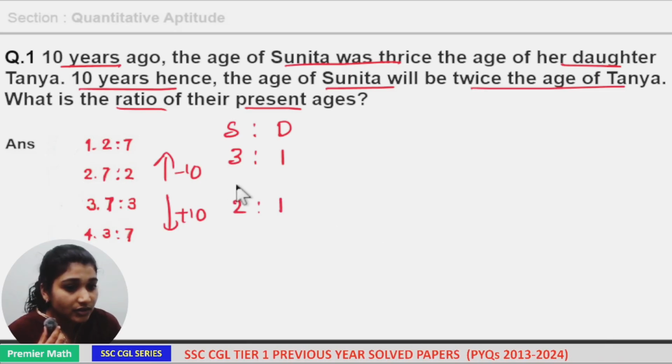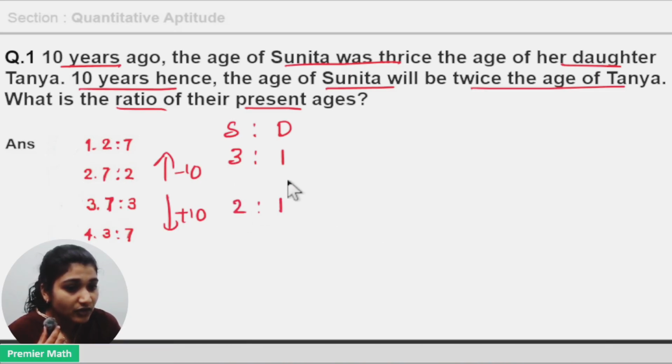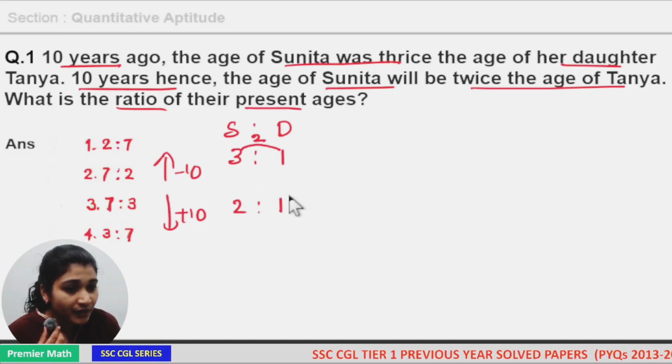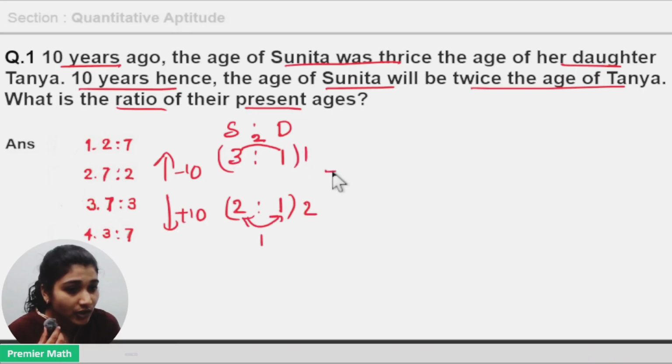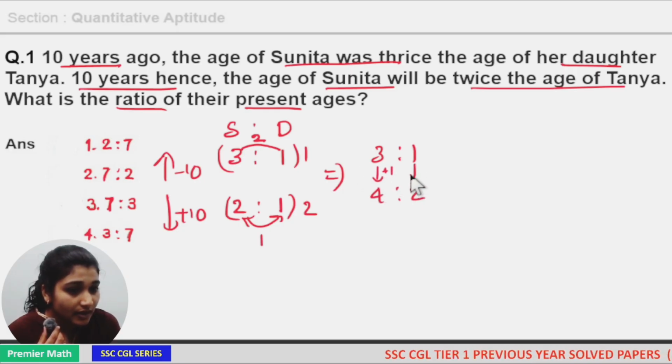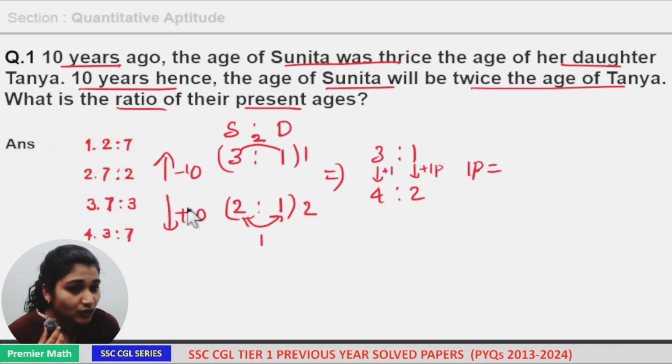Now, here the difference between 3 and 2 is 1, and between 1 and 1 is 0, which means the difference is not constant. To make it constant, take the above difference, which is 2, and multiply it with the below ratio. Take the below ratio difference, which is 1, and multiply it with the above ratio. Now the new ratio will become 3 is to 1 and 4 is to 2. Now, if you look here, the difference is one part, and here also the difference is one part, which means one part represents the actual difference.